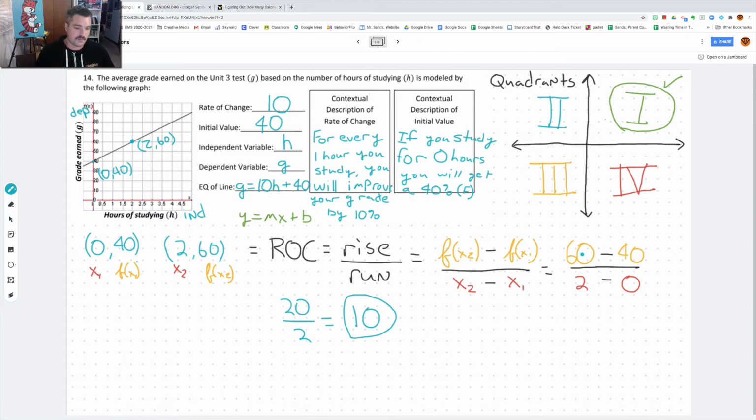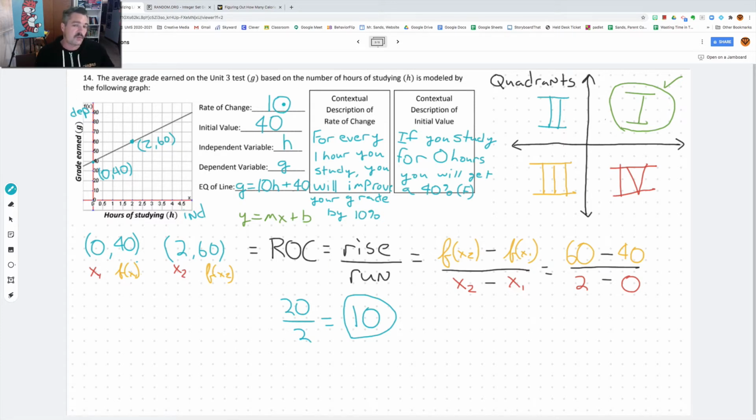We know that this number is 60, we put it in there. We know that this number is 40, we put it in there. We know this number is 2, we put it in there. We know this number is 0, we put it in there. 60 minus 40 is easy, that's 20. 2 minus 0 is also easy, that's 2. Now we have 20 divided by 2, that's also pretty easy, that's 10. That's our rate of change, and that's why we wrote it right there.